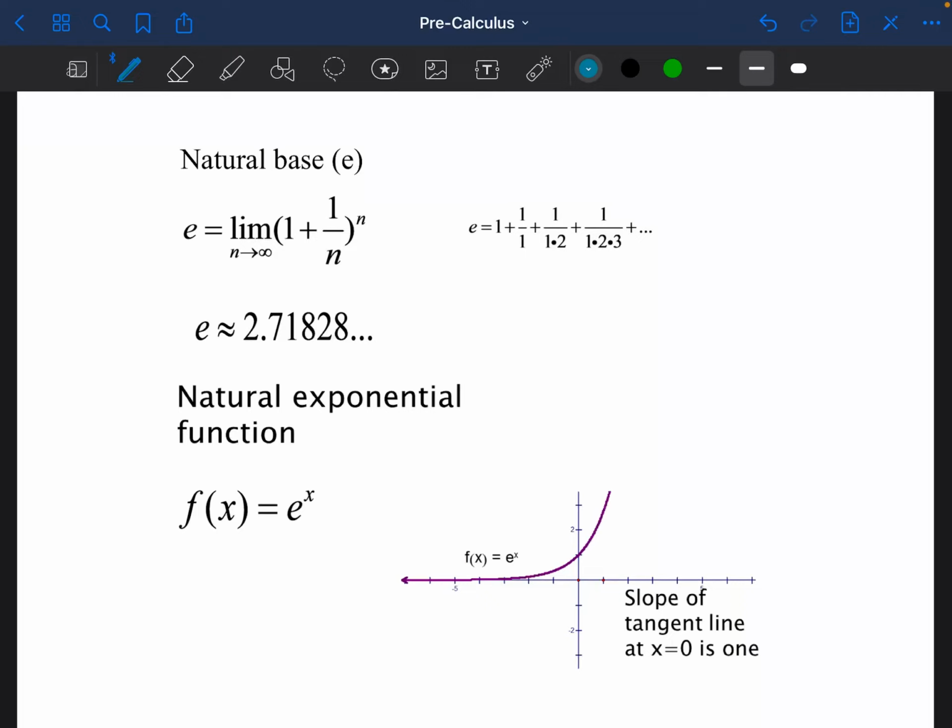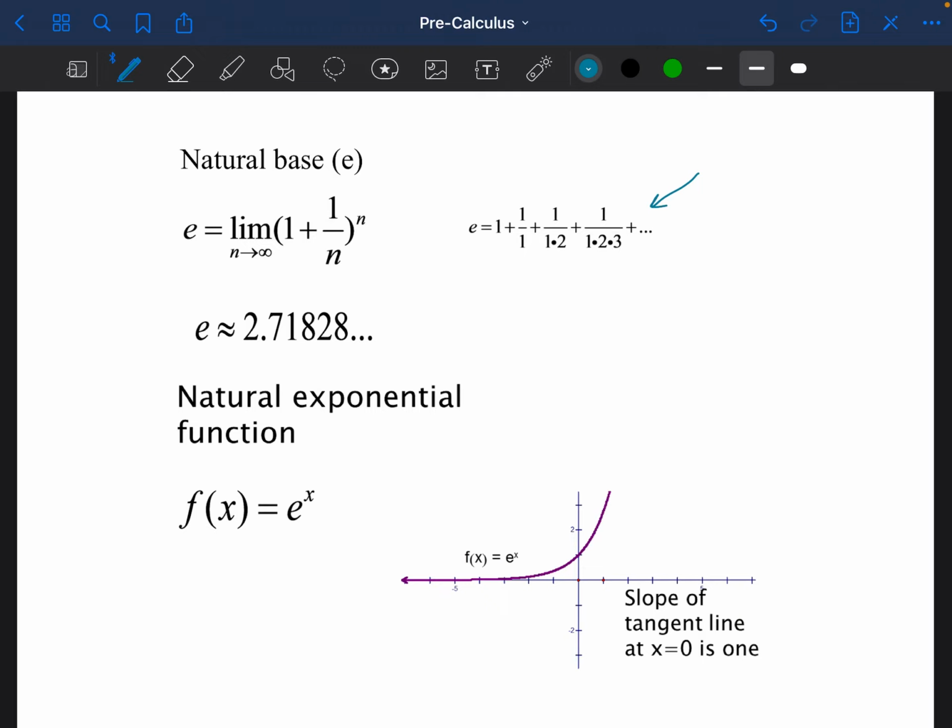Here we go. Today we're talking about exponential functions, specifically those related to compounding interest. One really important thing before we start, about compounding interest, specifically continuously compounding, is we need to understand the number e. E is the natural base, right? It's like the natural log is log base e. This limit definition is how we get it. But really, it's just this infinite series.